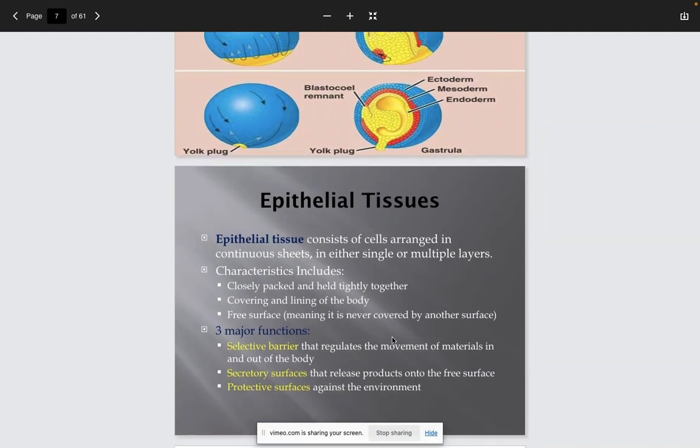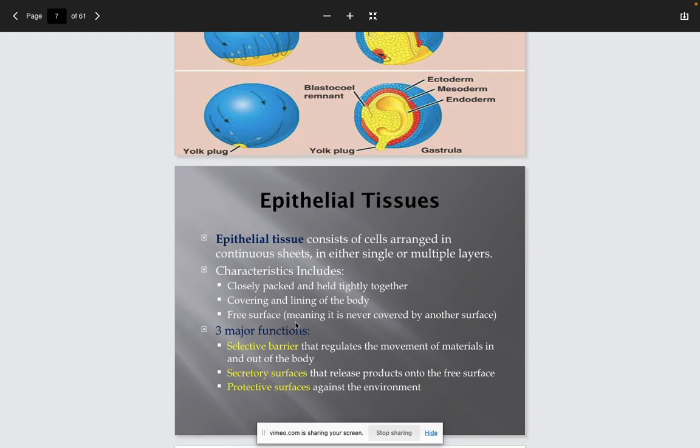It's important to know that epithelial tissue is just a group of cells that form these continuous sheets. All right, so you've got a sheet of cells that can either be arranged in single layers or multiple layers. If you guys remember when we said they're in single layers, they're called simple. And when they're in multiple layers, we call that stratified.